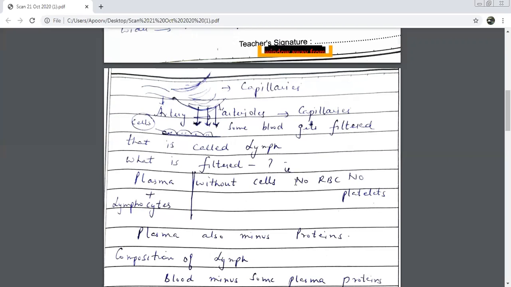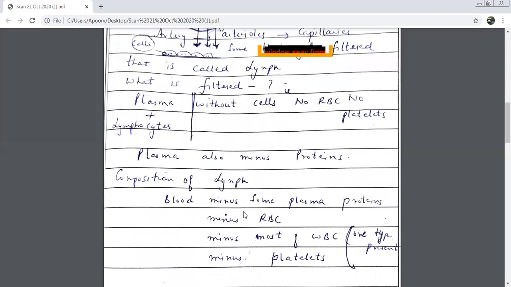No, ma'am. Larger proteins, no, because larger proteins are not able to filter out. So what is this lymph? See, blood minus plasma proteins. This is a simple way to remember the composition of lymph. Blood minus some large plasma proteins, minus RBC, minus most of the WBCs except one type of WBC, and that is lymphocytes.